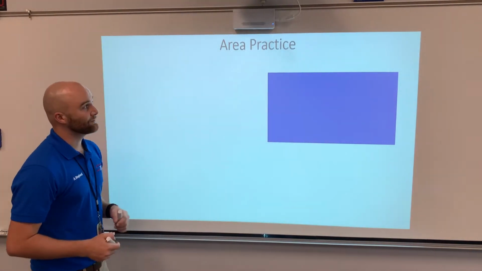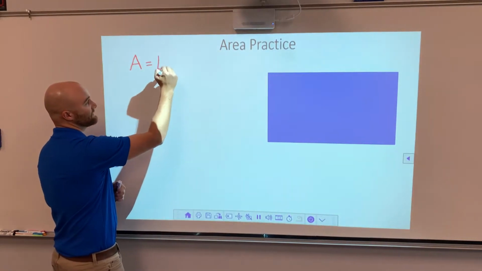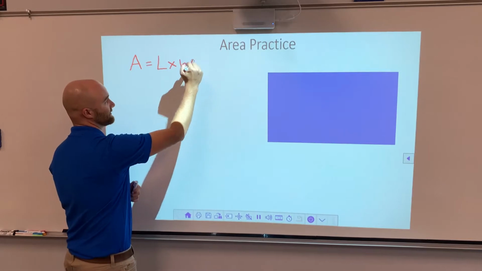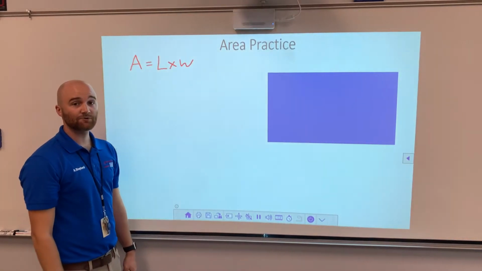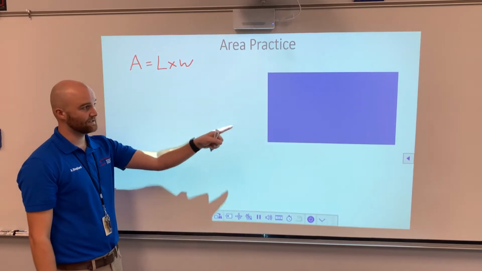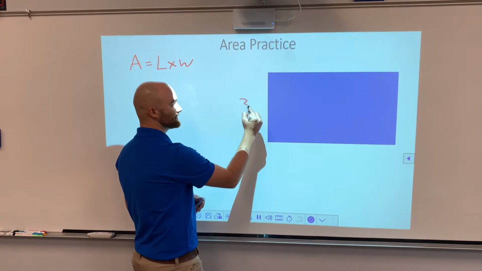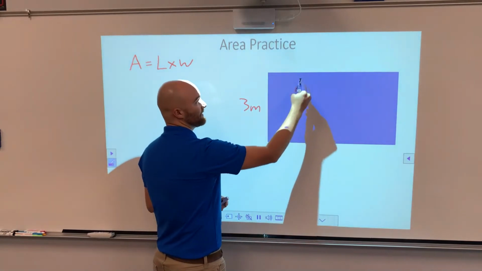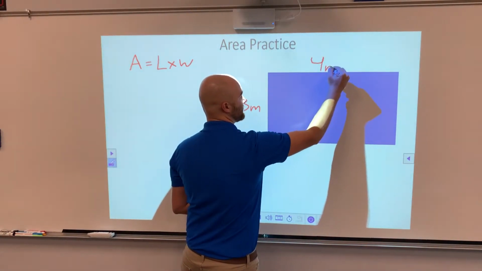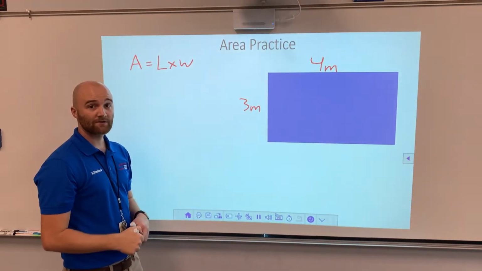For the area formula, our area is length times the width. So what we're doing here is we're trying to figure out how many squares are inside this shape. Let's look at an example. If I say this is 3 meters by 4 meters, really what we're doing is we're trying to figure out how many squares there are.